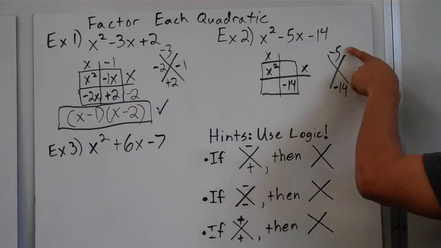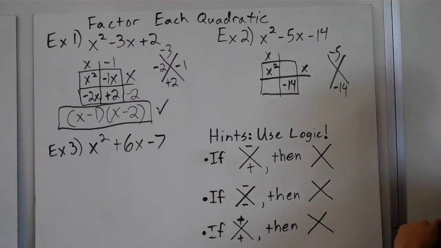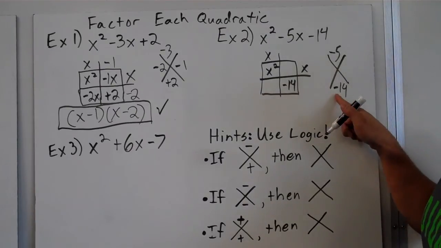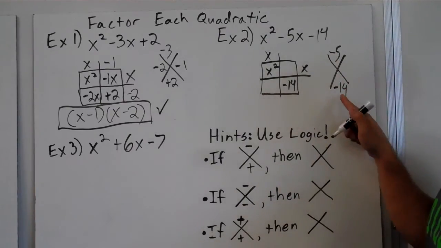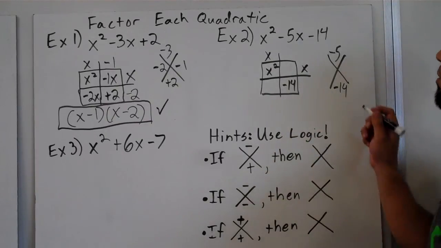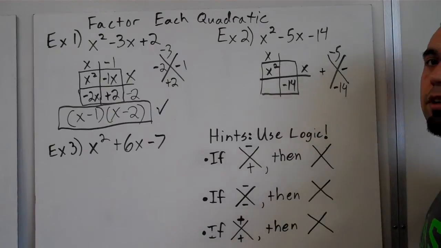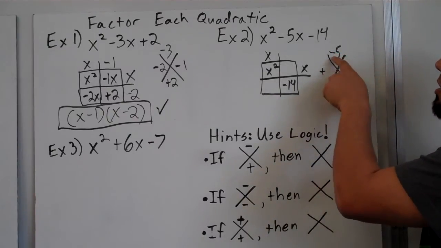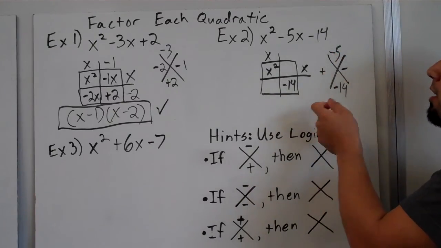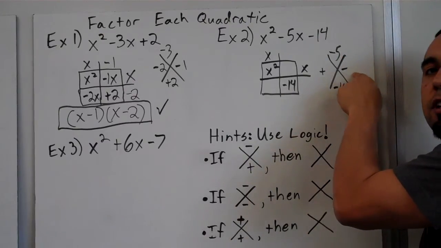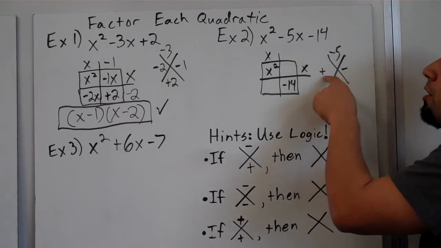So negative 14 multiplies up to negative 14, adds up to negative 5. Well, again, I know this is negative and this is negative. And if they multiply up to a negative, well then that means I should have a positive and a negative, right? So when I add them together, I'm not really adding, I'm kind of subtracting them. But I get a negative number. So I also know that this negative number must be larger than this one.